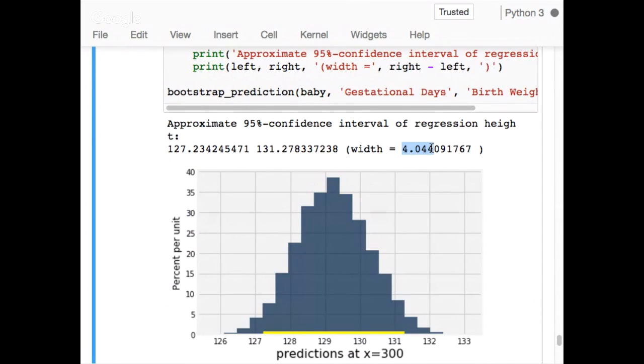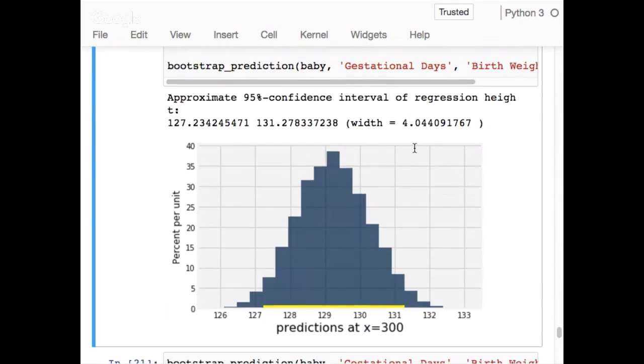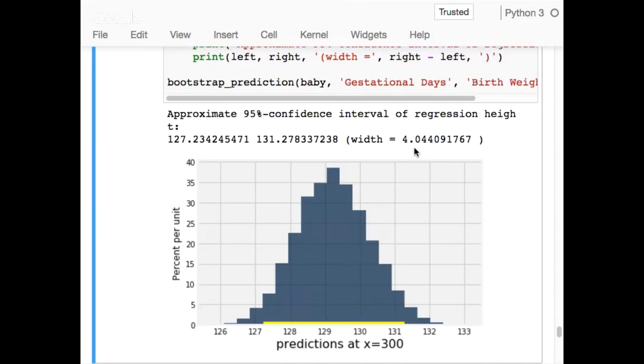Talk with your neighbor about what that width means. What does it mean to have a width of 4? Go ahead. So what does it mean in terms of my original prediction problem? Given my data, gestational days, or given some birth weight, what can I conclude? And what does that width tell me about my prediction? Go ahead.